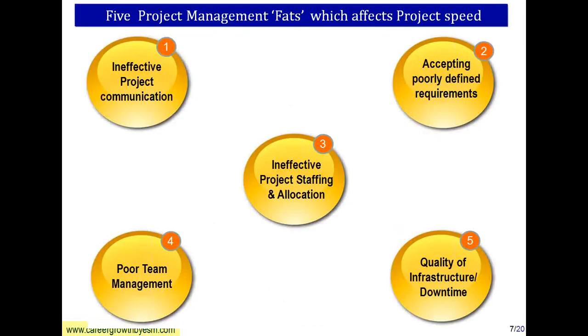The next slide talks about the elements which affect the project speed: the 5 project management elements or factors which can affect the project speed. One is ineffective project communication, the most important one. Communication is very important. It is better to over communicate rather than under communicate, thinking, okay, I will give only this information to this person, I will not give this information to that person, I will have a polarized communication. If you have that kind of attitude, it's going to be very difficult.